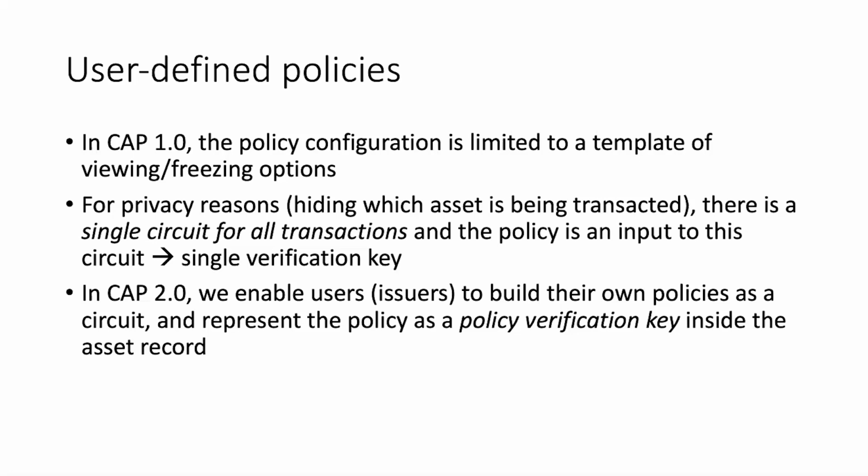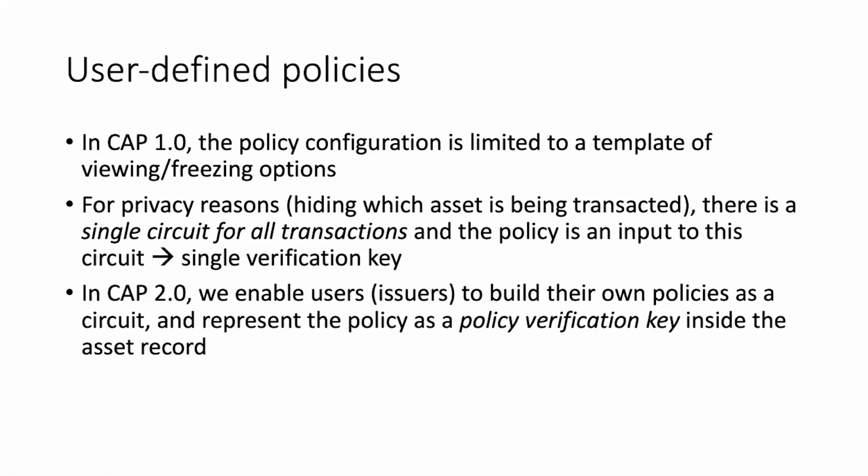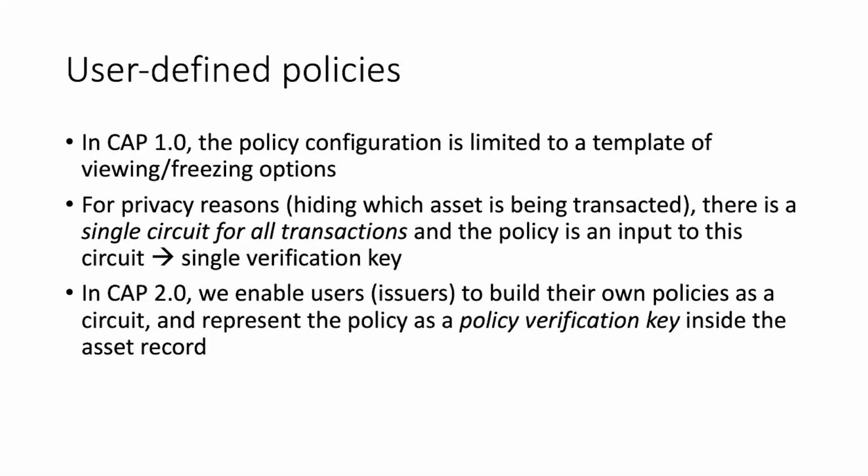If we allowed users to just specify their asset policies as a different circuit, and the validators would basically have a different verification key for each asset type that's being transferred, then now people know which asset is being transferred. But we also want people to be able to create their own policies as a circuit, since it's much more expressive, right? And you could use a universal circuit, but that's going to be crazy inefficient. So we would like users to be able to build their own policies as a circuit and just represent the policy as a policy verification key, which is inside the asset record. And that's what we're going to enable in CAP 2.0.